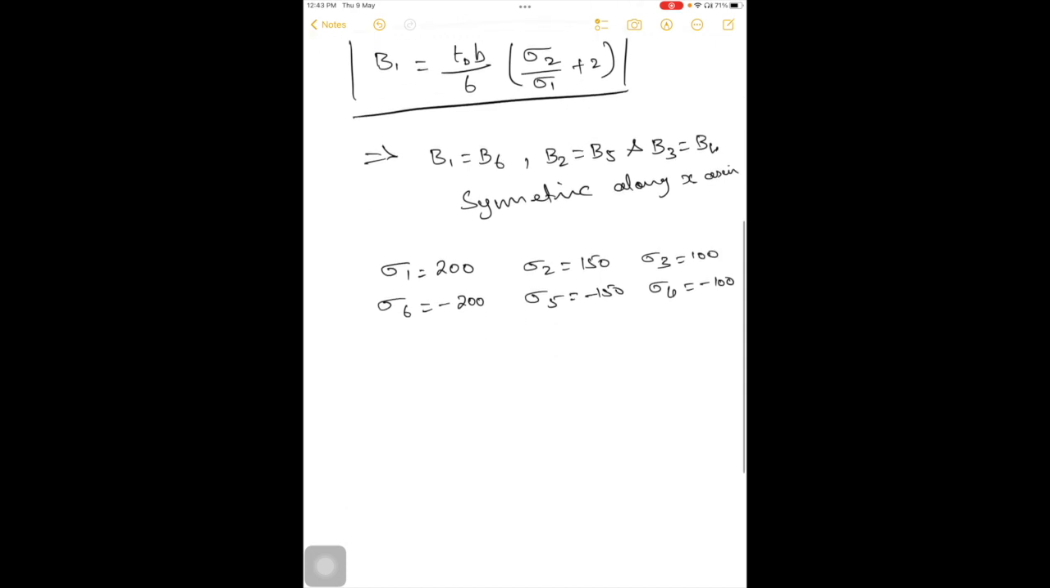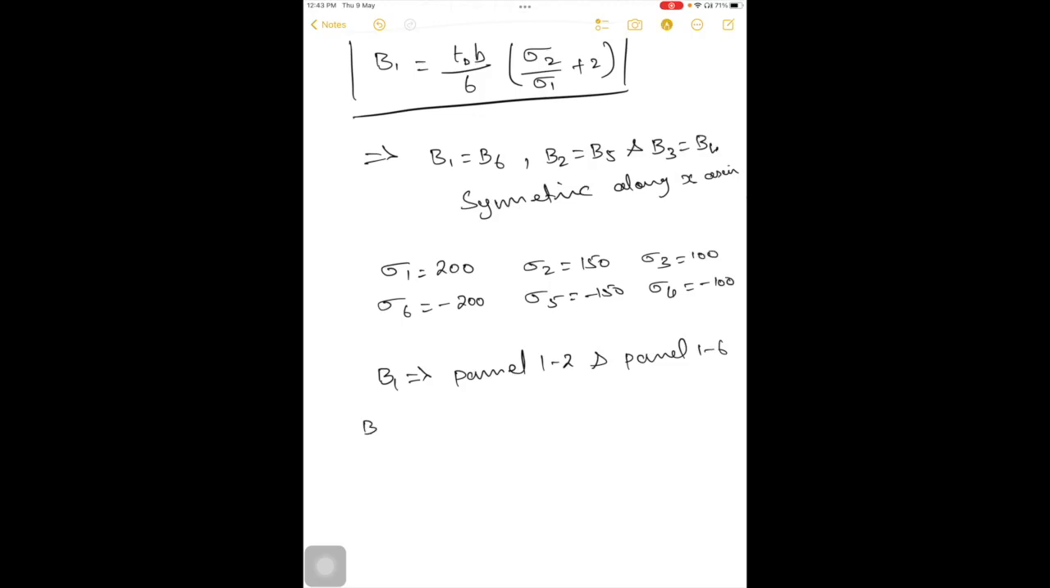Okay, now we will calculate the V1. So V1 is connected with panel 1, 2 and panel 1, 6. So we have to identify for both panel 1, 2 and panel 1, 6.